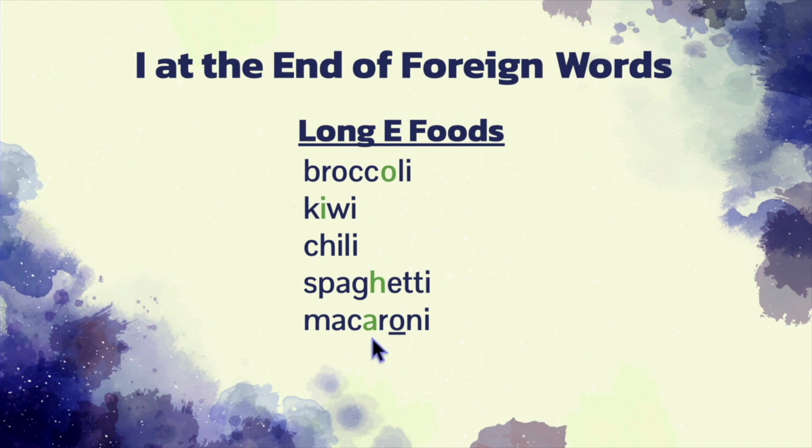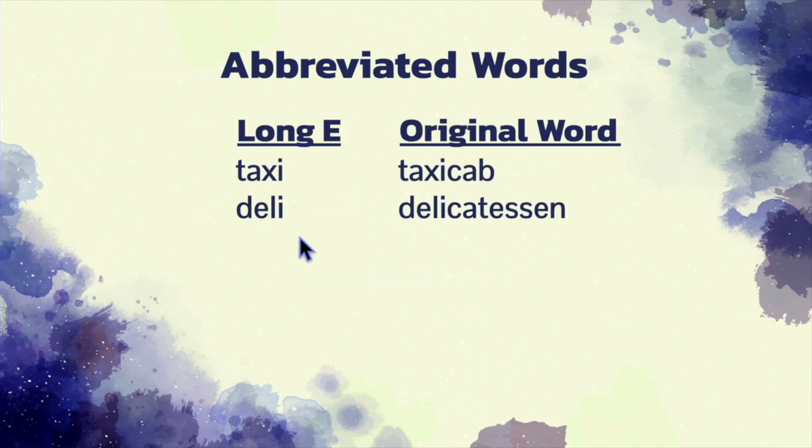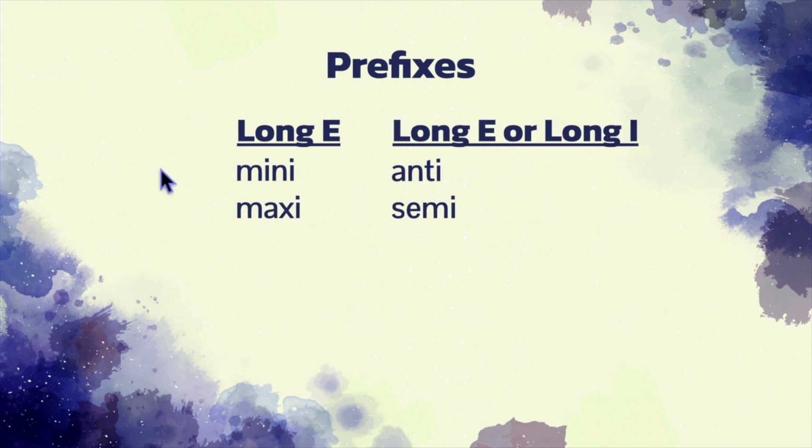Spaghetti and macaroni, this A you will notice schwas, so instead of macaroni, it's more like macaroni with a long O sound. Taxi and deli are two words that end in I that are actually shortened versions of other words. Taxi is short for taxi cab, and deli is short for delicatessen. There are also a few prefixes ending in the letter I.